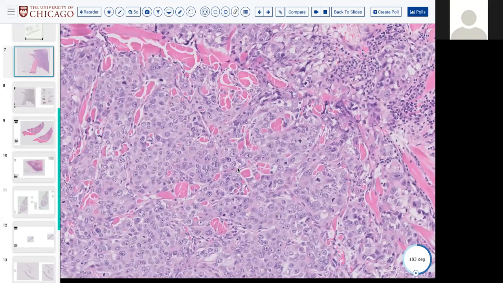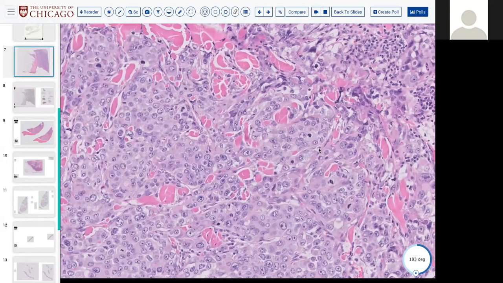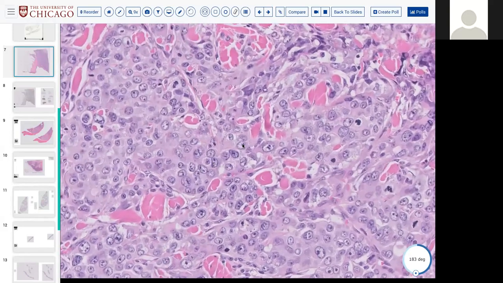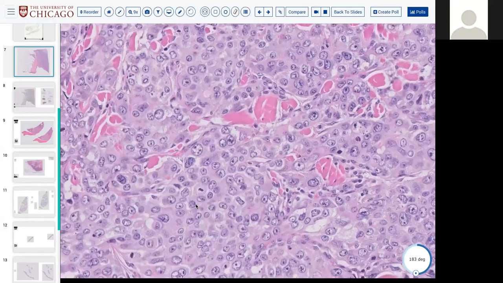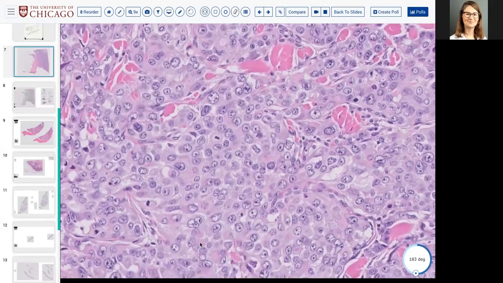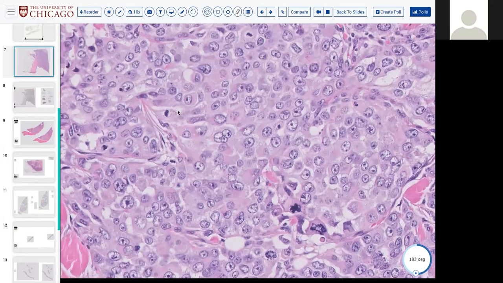And on high power, the cells are very large and ugly appearing. The nuclei are vesicular, and there are some cells that are really large. So there's lots of pleomorphism. And I saw in my view lots of mitotic figures that looked atypical. Yeah, there's 3 right there.